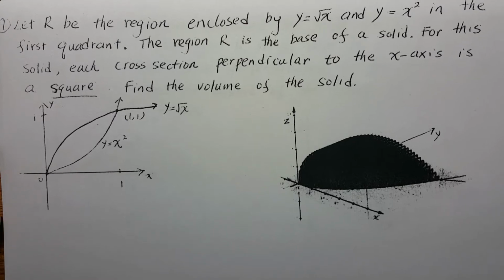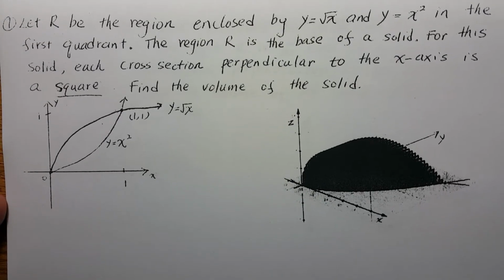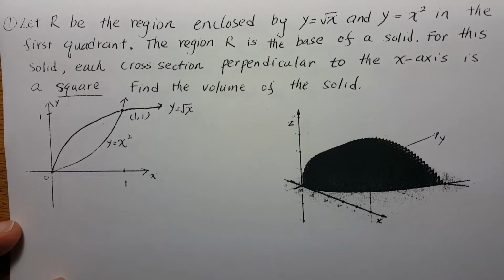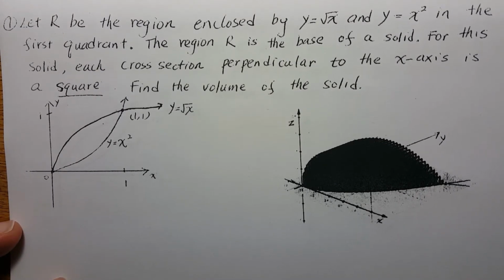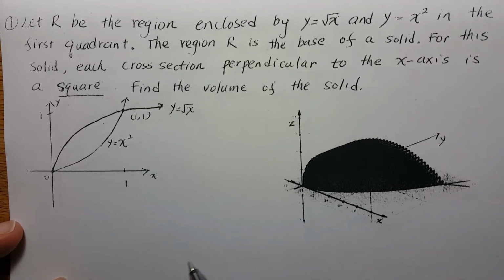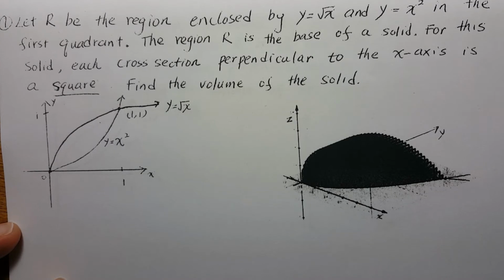Hi, today we are going to cover the topic solids with known cross-sections. So let's take a look at question number 1. Let R be the region enclosed by y equals square root x and y equals x squared in the first quadrant. The region R is the base of the solid. For this solid, each cross-section perpendicular to the x-axis is a square.